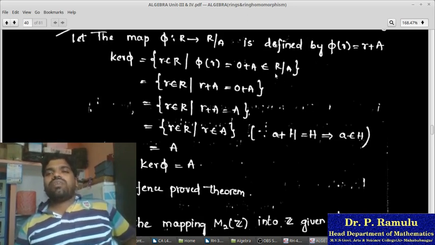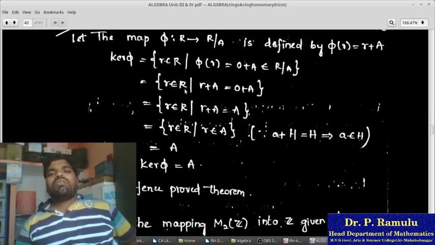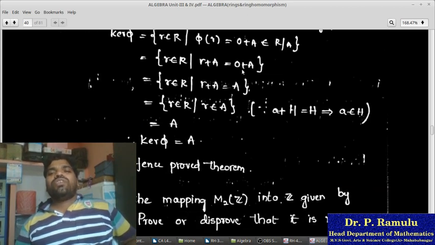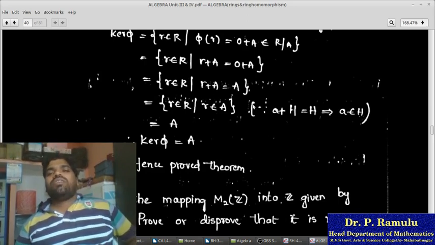All elements of R by A are of the form x plus A such that x belongs to R. Here I am taking 0 plus A belonging to R by A. For r belonging to R, pi of r is nothing but r plus A, and the map gives pi of r equals r plus A equals 0 plus A. And 0 plus A equals A. Why? Because 0 is the identity element. So r plus A equals A, which implies r belongs to A.